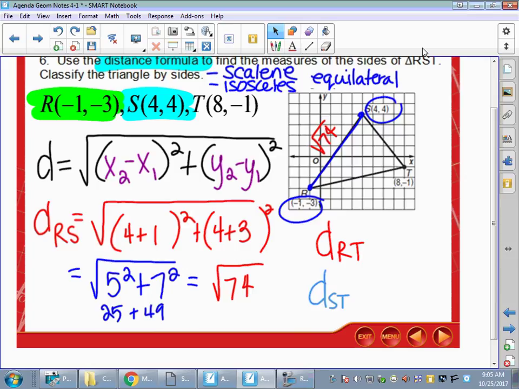I can't use slope to do this. Sometimes people try to use slope. You have to do the distance formula. So make sure that you go back in your old notes if you need to find the distance formula. I believe that was way back in like chapter 1, a bazillion years ago.